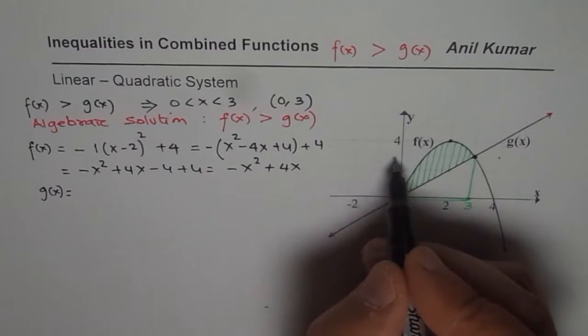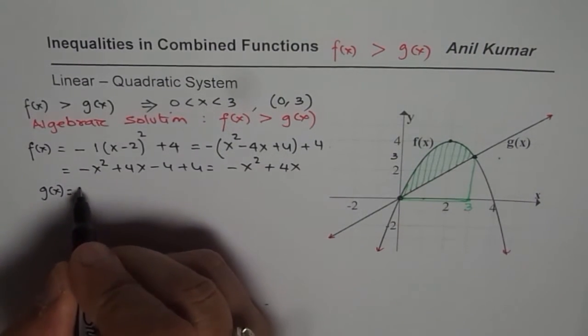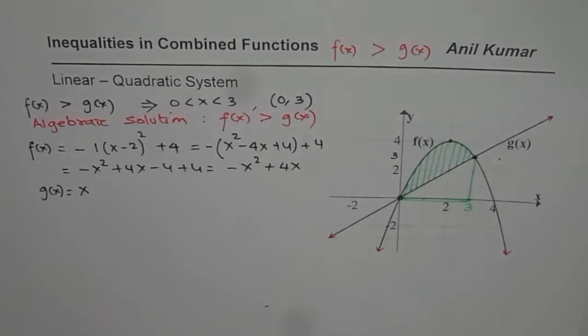So the other point is (3, 3). Slope is 3 divided by 3, which is 1. So I can write g of x equals x. So these are my two functions.